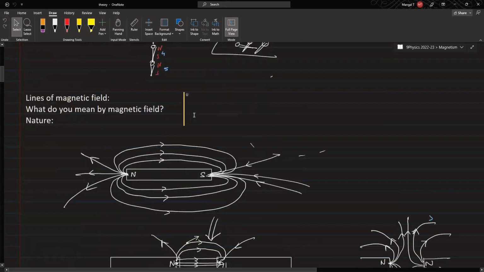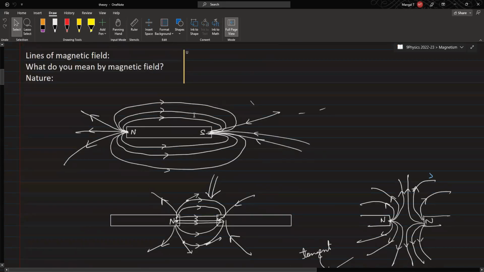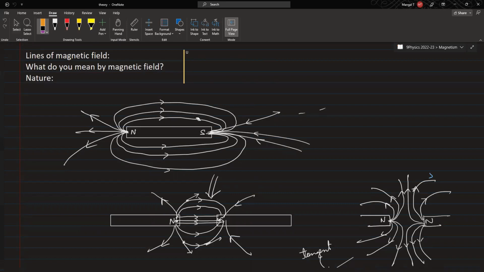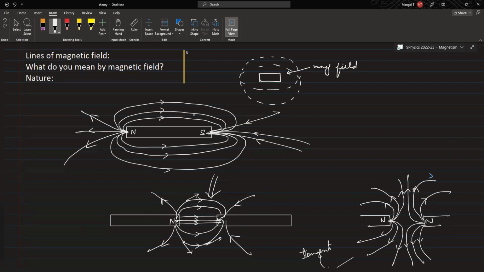Moving ahead, you have lines of magnetic field. This is the magnetic field that we spoke about some time back. Any magnet has around it an imaginary space where that magnet will interact with other magnetic substances. This is called the magnetic field of the magnet. To represent the magnetic field, we draw some lines, and those lines are called magnetic field lines.